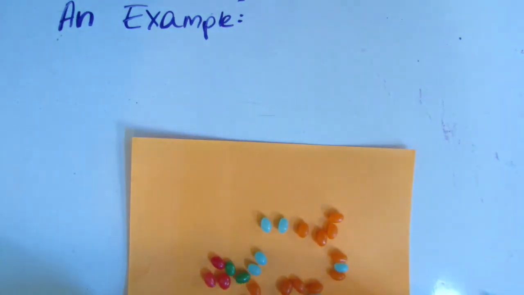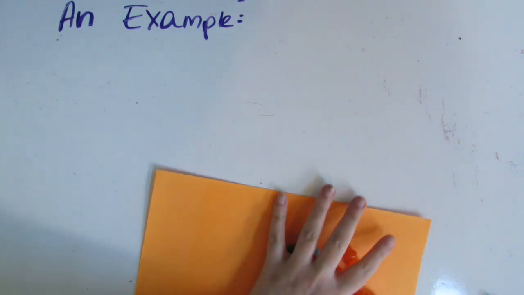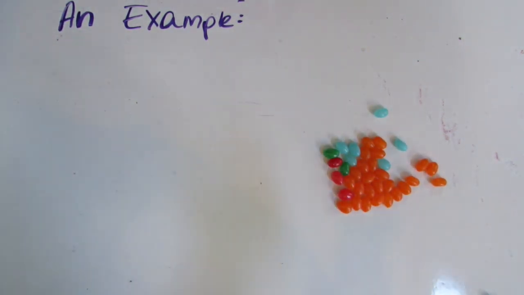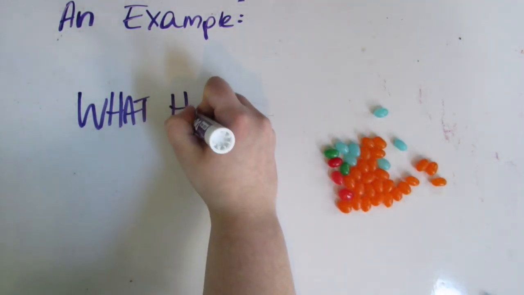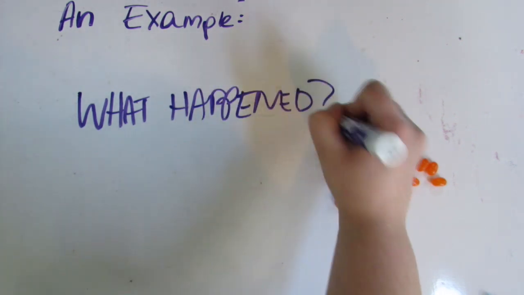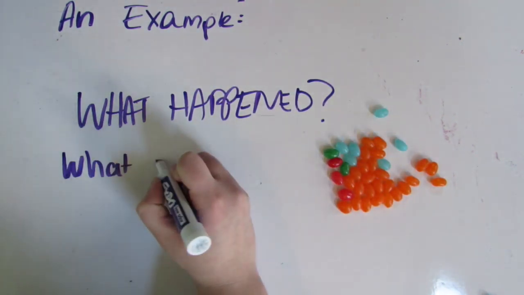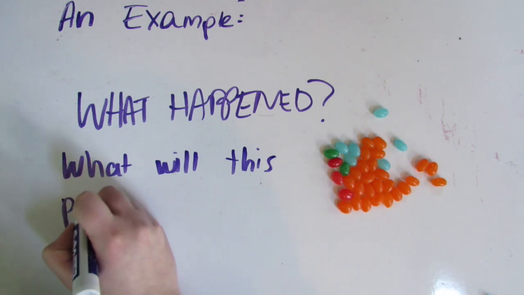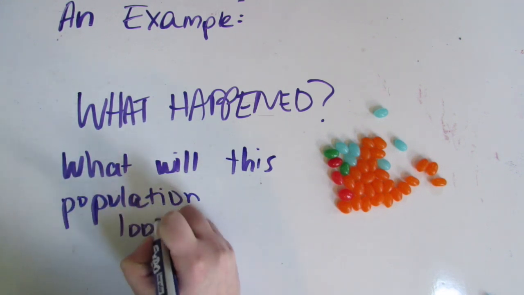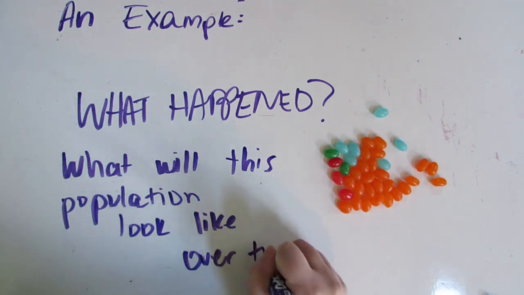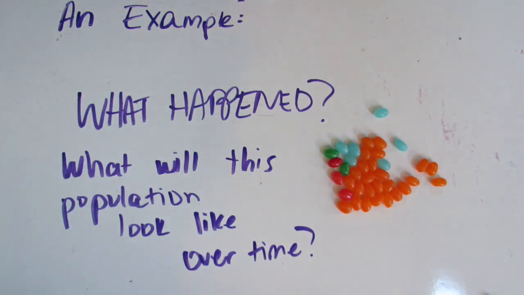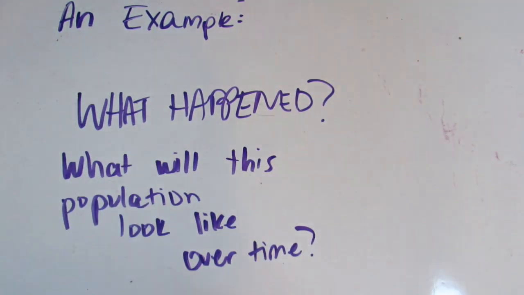So now if you look at the population of jelly beans that we're left with, it doesn't look quite the same as the population we started out with. There's one color that's a lot more dominant over the other ones, and that's orange. Because remember, this predator couldn't see orange as well as she could see the other jelly beans because the background was orange. If we were to keep doing this over more generations, what do you think that this population of jelly beans would look like?